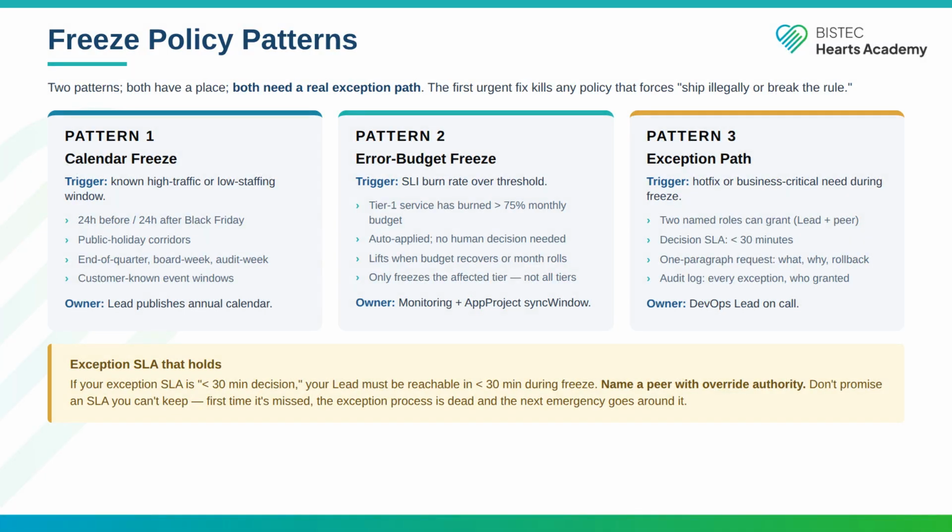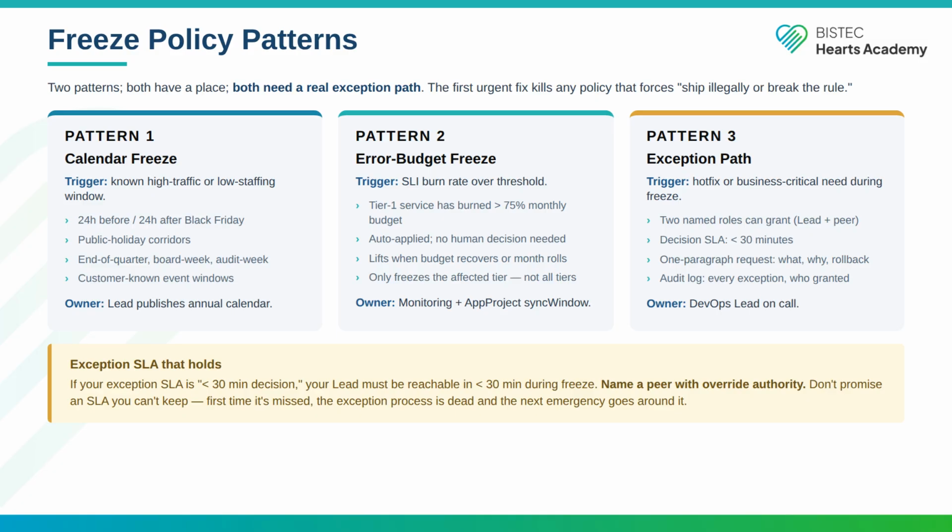Two patterns both have a place, and both need a real exception path. The first urgent fix kills any policy that forces a choice between shipping illegally or breaking the rule. Calendar freeze. Trigger is a known high traffic or low staffing window: 24 hours before and after Black Friday, public holiday corridors, end of quarter, board week, audit week, customer known event windows, known product launches, marketing-driven traffic peaks. The owner is the lead, who publishes the annual calendar so the team can plan around it.